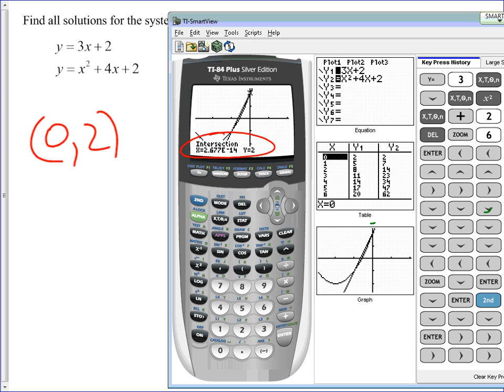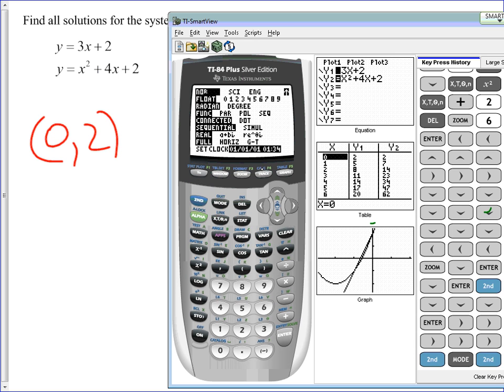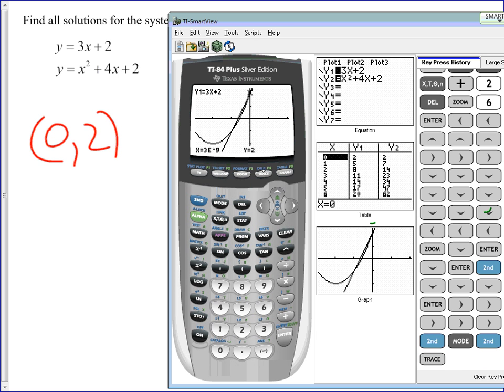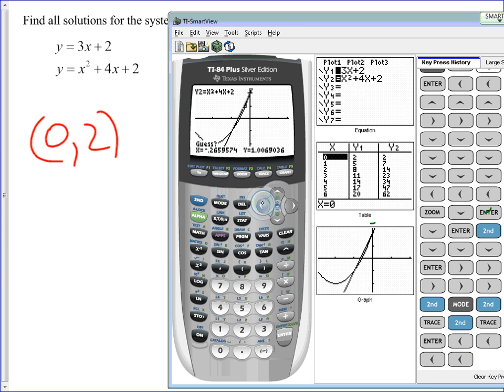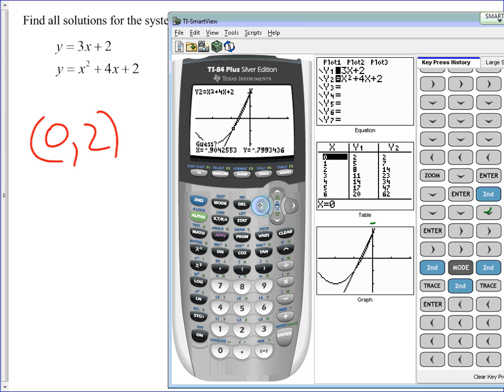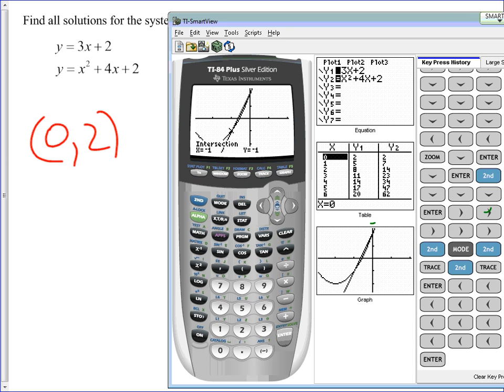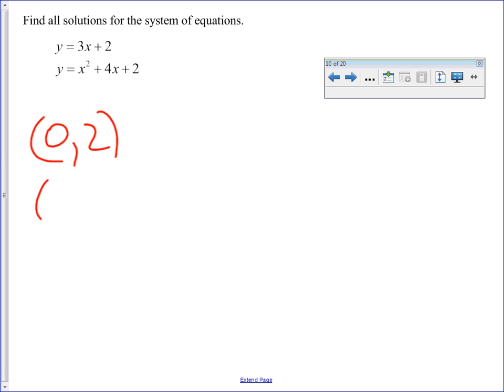Then we've got to find the second intersection. Let's clear that. So we clear that, and we go back in. Here we go. Intersecting, first curve, second curve. And now we arrow down to the second intersection, which is occurring at -1, -1. So those are our two intersections.